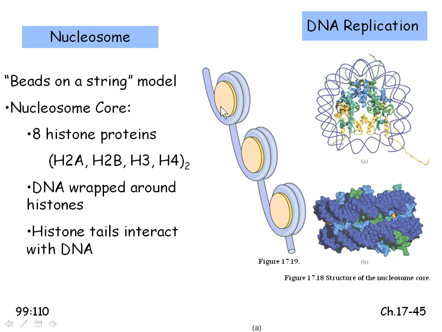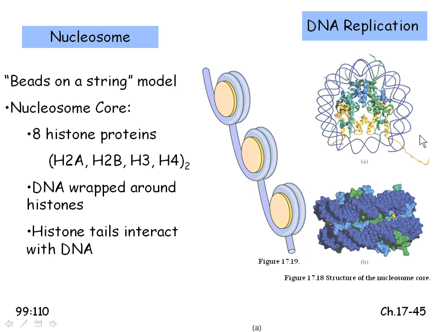Here's another drawing of what a nucleosome might look like. In yellow would be the histone proteins. There's 2 copies of each kind of histone. So there's histone H2A, there's 2 copies of H2B, H3, and H4. And these 8 proteins serve as the core for the DNA to be wrapped around.